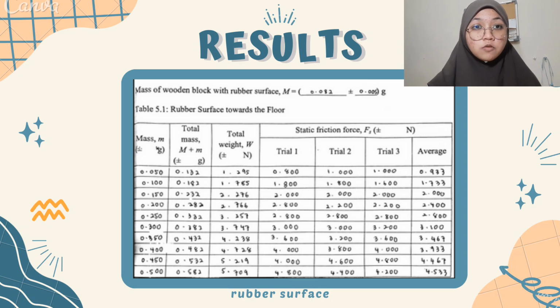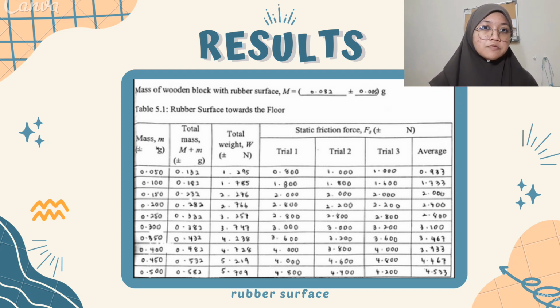For the result, first of all, we need to know the mass of the wooden block with rubber surface, which is 0.082 plus minus 0.005 kilograms. First, we do the rubber surface towards the floor. We already converted the masses from gram to kilograms. How to calculate the total mass? We just need to add the mass of the wooden block with the rubber surface and the masses that we use. After that, how to get the total weight? We just need to multiply by the gravity, which is 9.81.